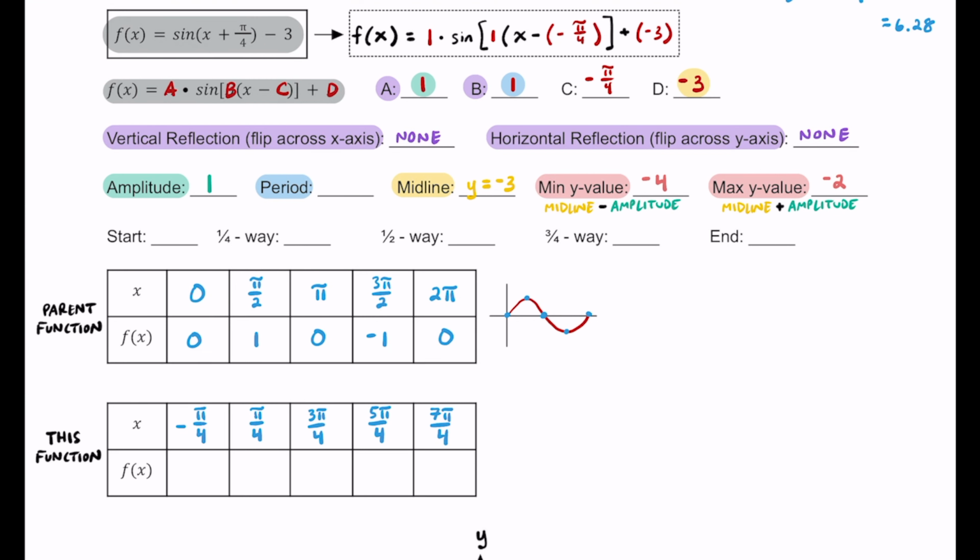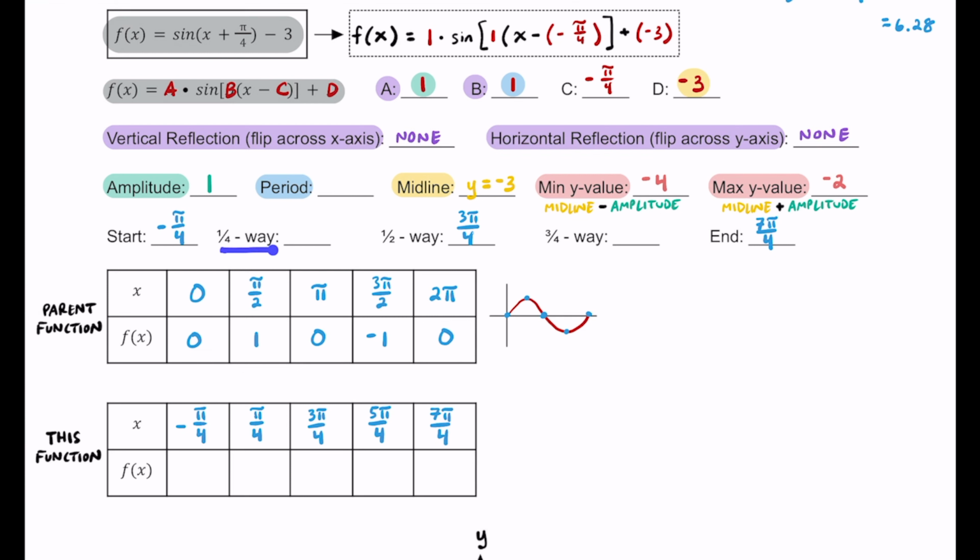Using this information, if you want to know where this graph is going to be starting, we know it's going to be at negative pi over 4, so we're going to go ahead and write negative pi over 4 over there. Then where is this thing going to be ending? Well, we know it's going to be at 7 pi over 4, so let's go ahead and write that in for where this graph ends for one whole period. For the halfway point, that's going to be at 3 pi over 4, so let's go ahead and write that in.